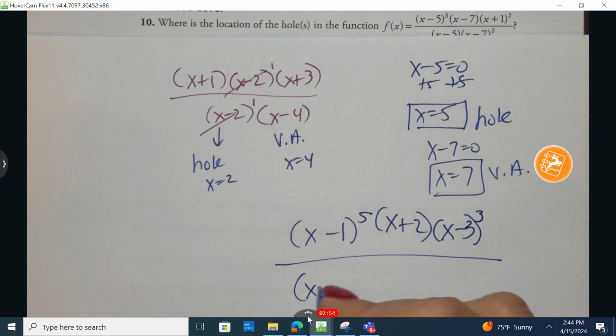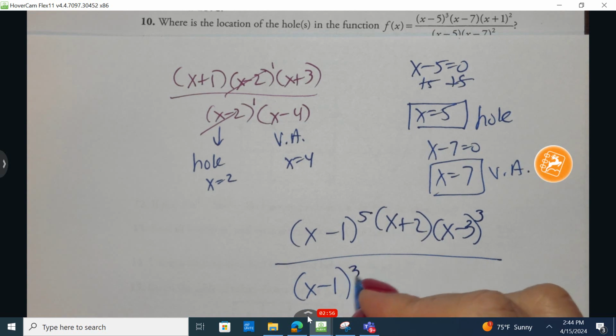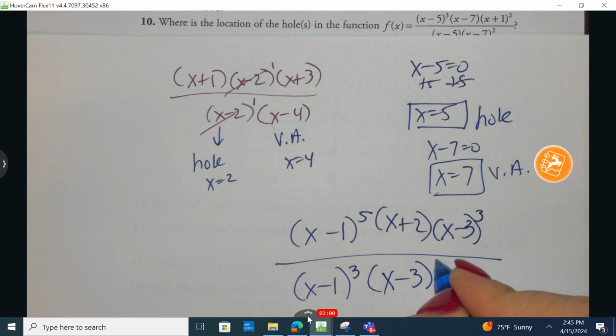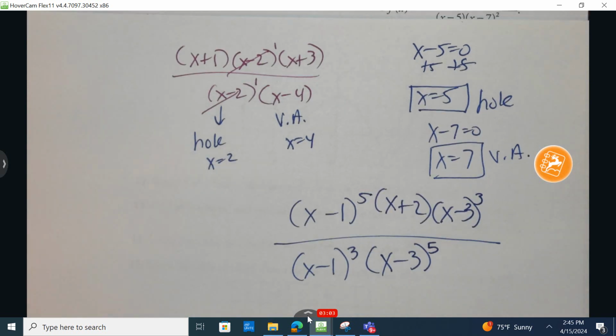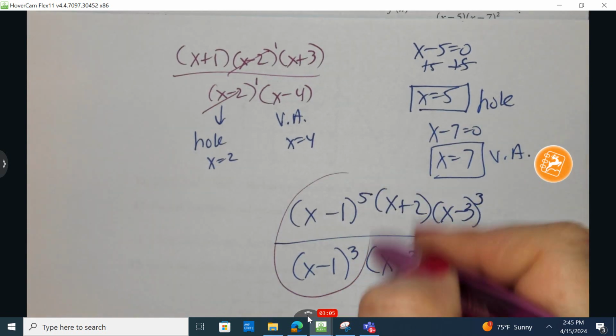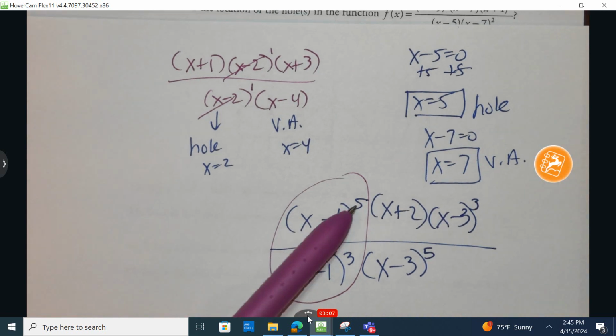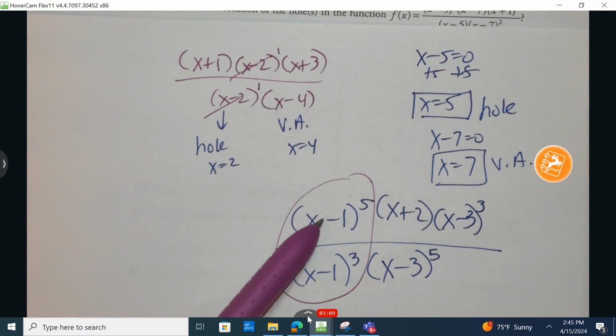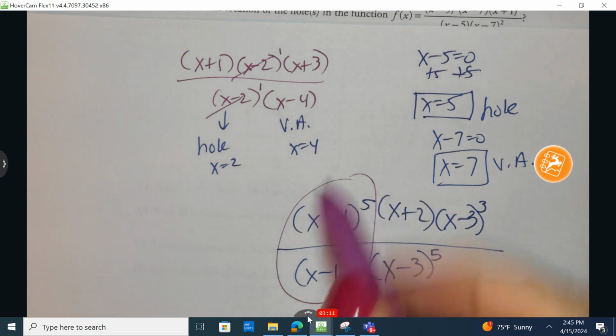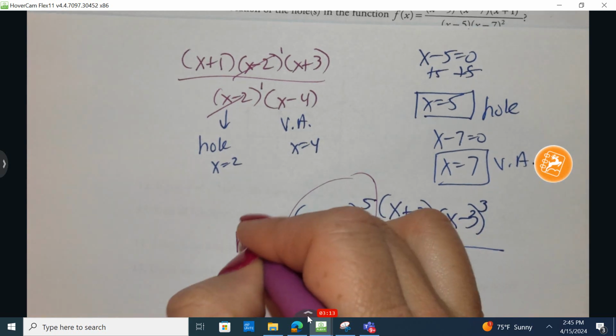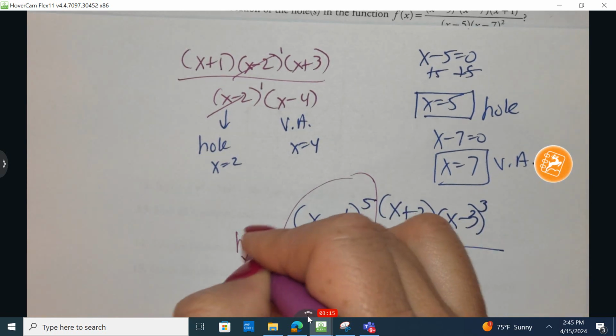On the bottom, I have x minus 1 to the 3rd, x minus 3 to the 5th. Okay, so we're looking at something like this. All right, well, I can see here the multiplicity on top is greater than the multiplicity on the bottom. So that means I have a hole, set it equal to 0 and solve.